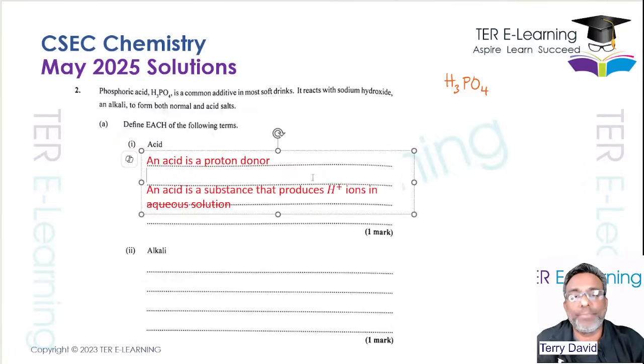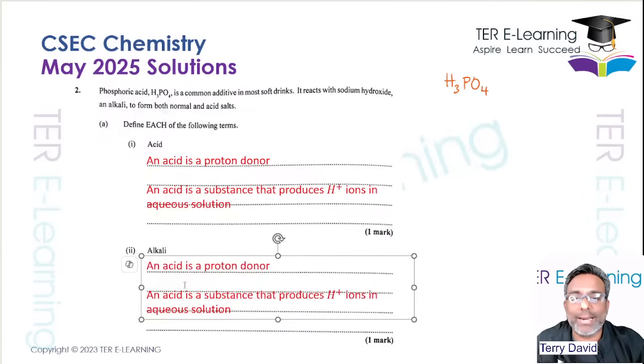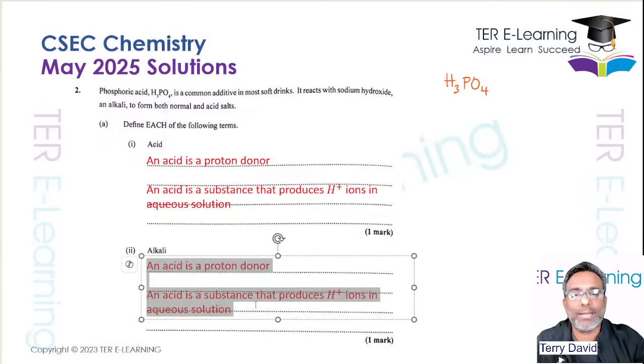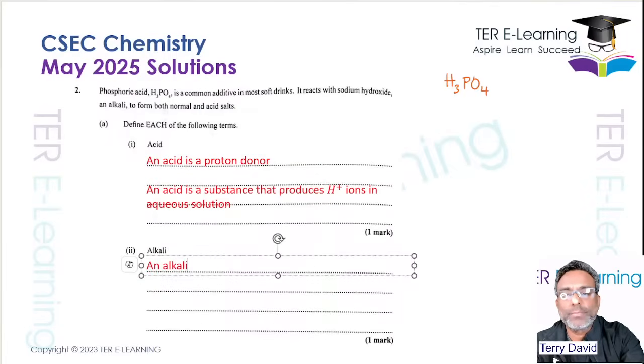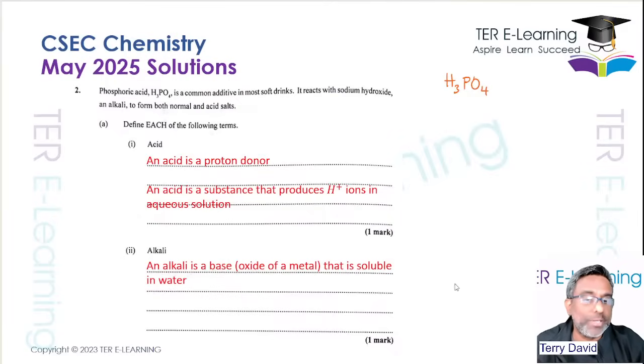Next thing here, they want you to define what is an alkali. Now an alkali is a base. But if you remember, a base is an oxide of a metal. So an alkali is a base that is soluble in water. That's basically what an alkali is. It's a base that is soluble in water. One mark for that.